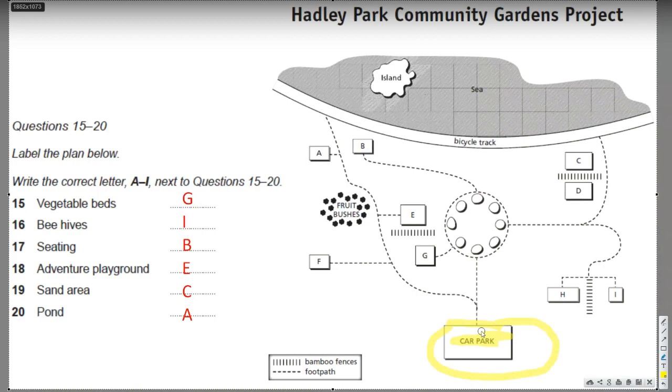See? Now, if you've been assigned to the vegetable beds, to get there, you go out of the car park.